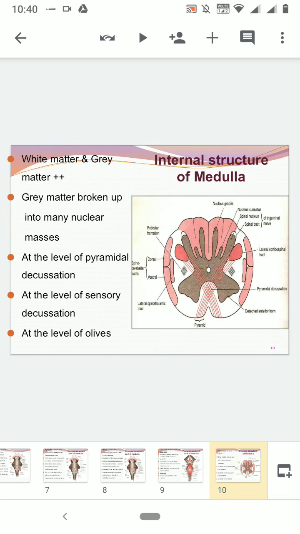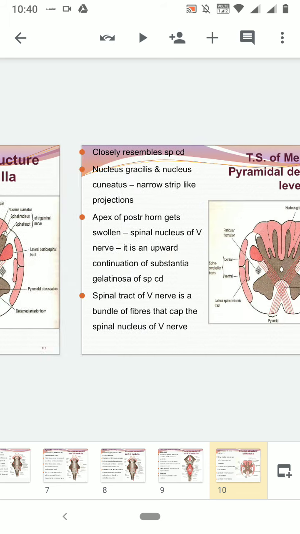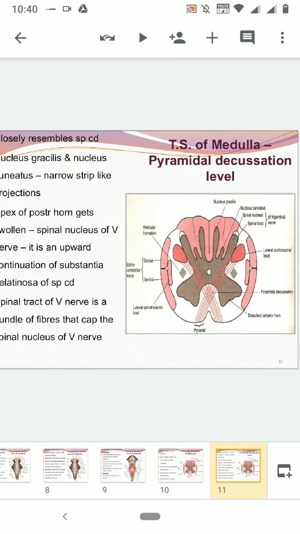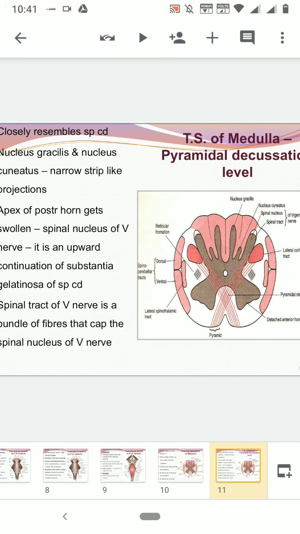Okay, so now let's go to the main section. Let's see this section again. I have already explained the pyramidal decussation. You have the gray matter, and the gray matter is getting interrupted by this white matter, which is crossing through the gray matter. So the anterior horn cells are getting detached from the central part of the gray matter.